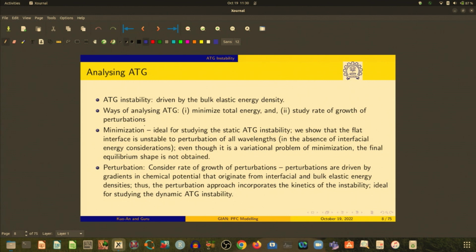Okay. So, minimization is ideal for studying static ATG instability, because you take a flat interface and then you compare it with a wavy interface and you show that the energy is getting minimized for the wavy interface, you are done. But even though this is a variational problem, and I will show you how it is done, we finally do not obtain the equilibrium shape. This is a more generic thing. When you are doing elasticity, in general you do not get equilibrium shapes, because elastic energy is shape dependent. So, you have to analyze all sorts of shapes before you can decide what is the equilibrium shape.